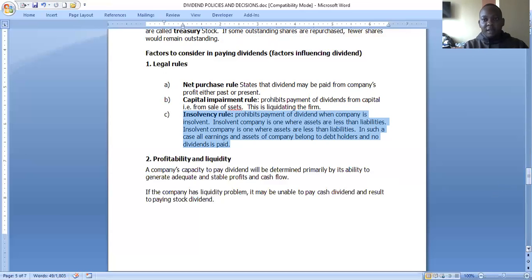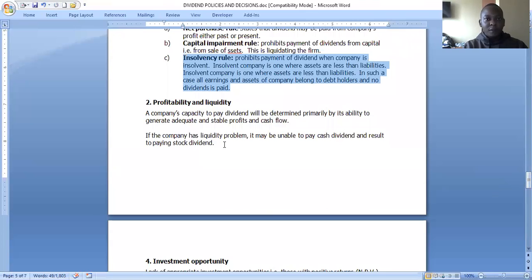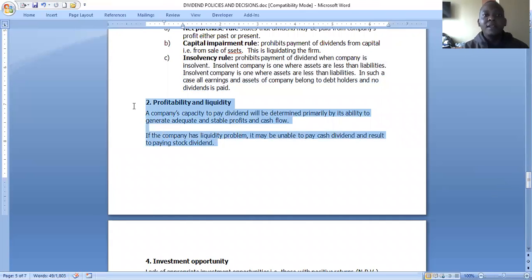Then another factor to consider when paying dividends is profitability and liquidity. This is obvious. If the business is not profitable, it cannot pay dividends. The dividends will come out of profits. If the business doesn't have profits, then it cannot pay dividends. If it has profits, then it can pay dividends.